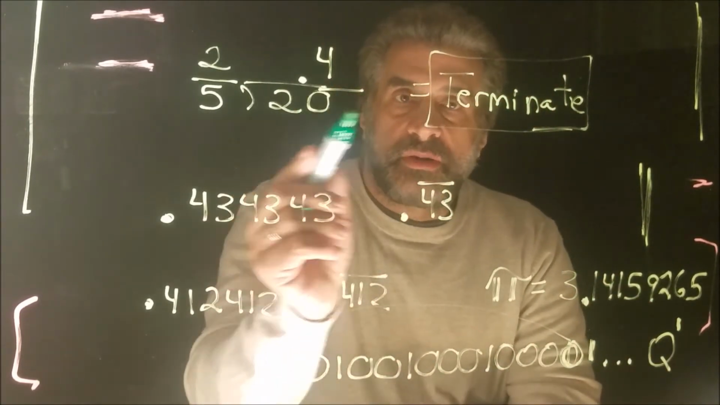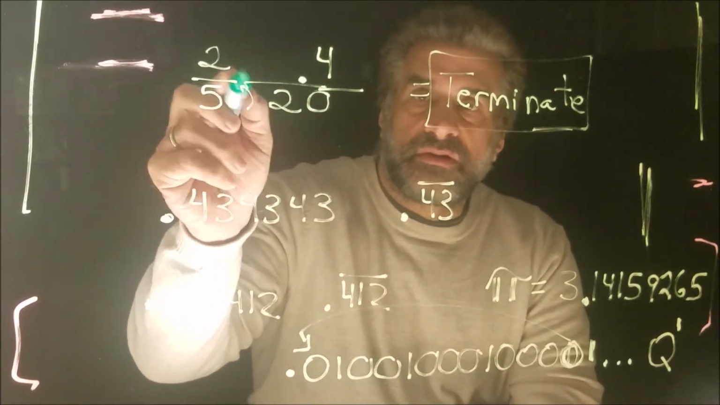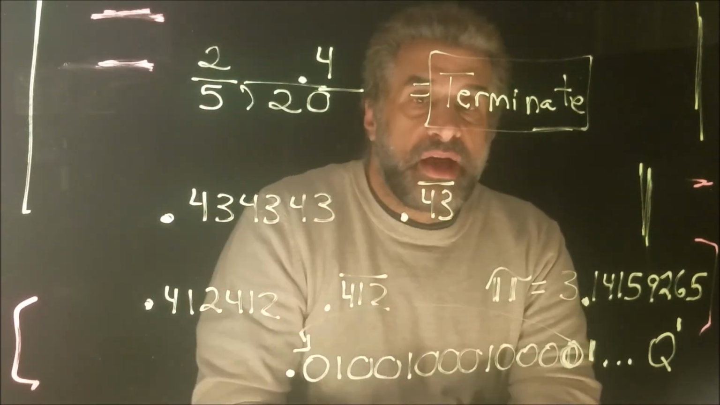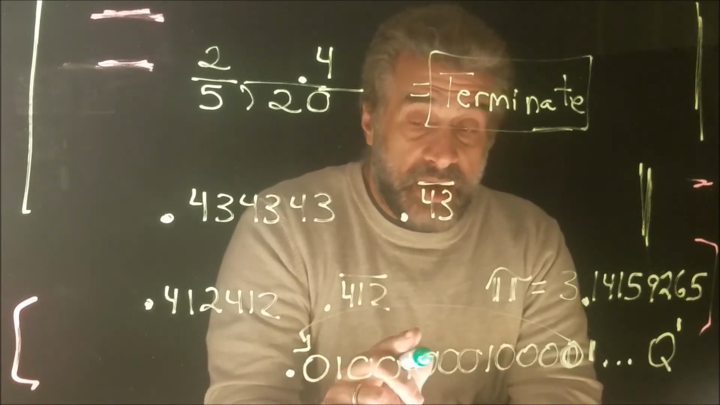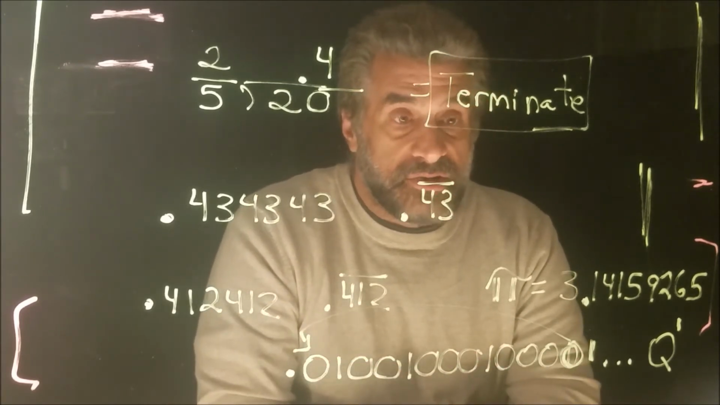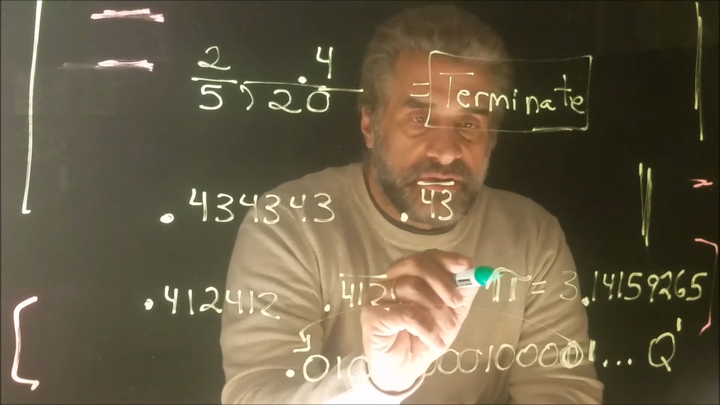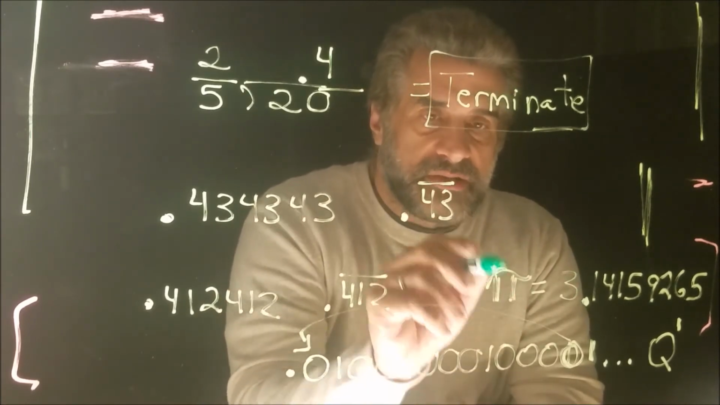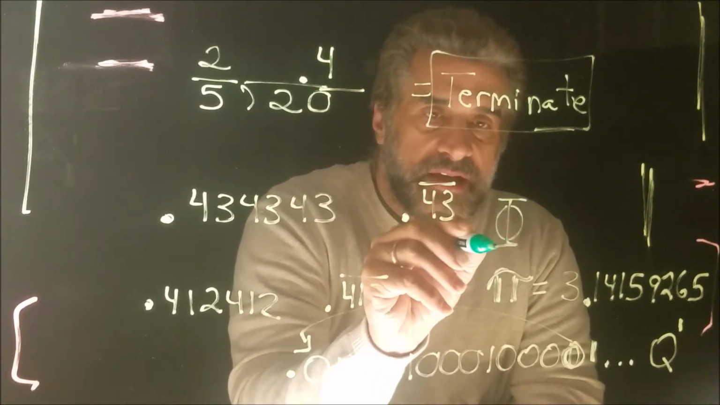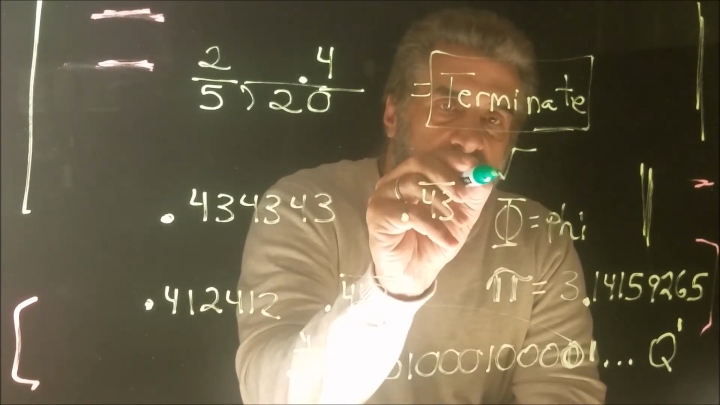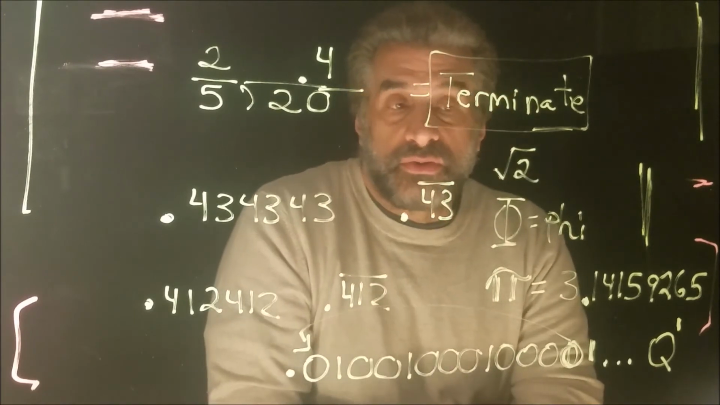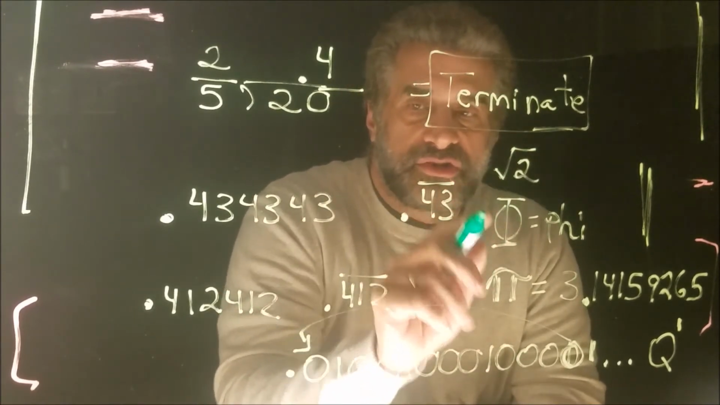So again, rational numbers have to either terminate like we did here, or they have to repeat with a pattern. If they don't repeat with a pattern, then it's irrational. And we'll talk about irrational numbers another time. So here's pi, an irrational number. Phi is an irrational number. Any square roots we'll talk about later, like the square root of 2 is irrational. These are all irrational numbers.